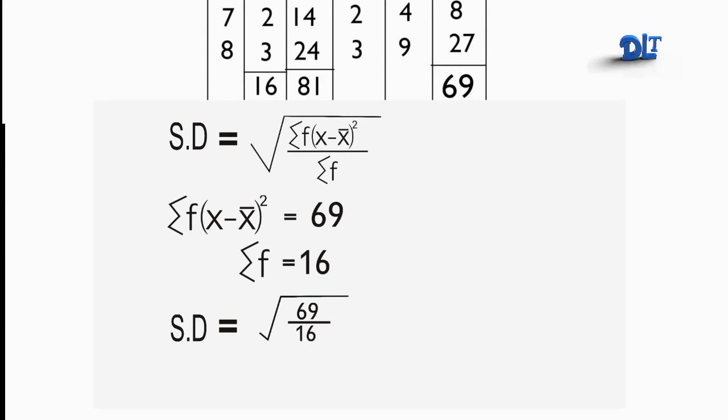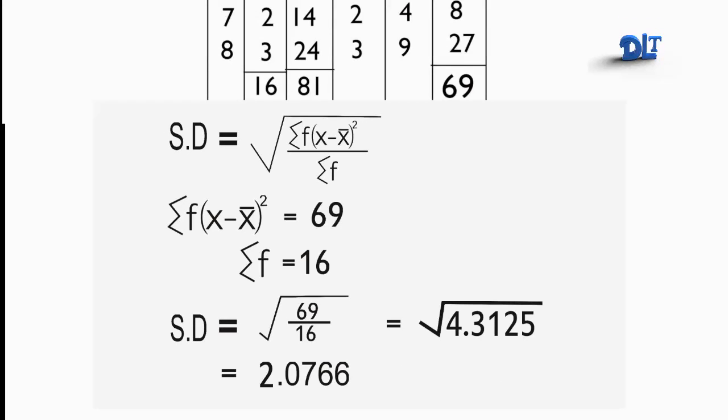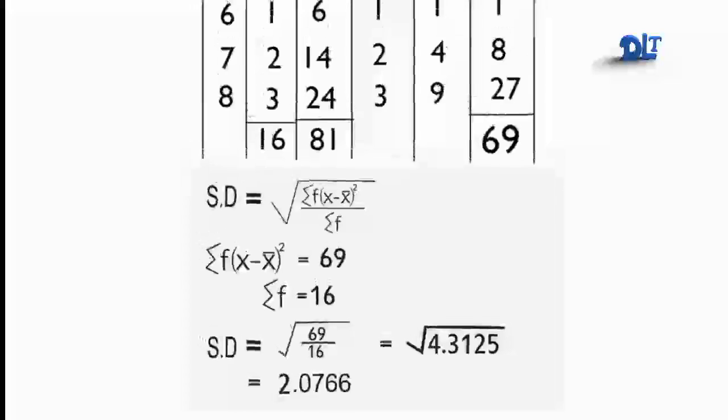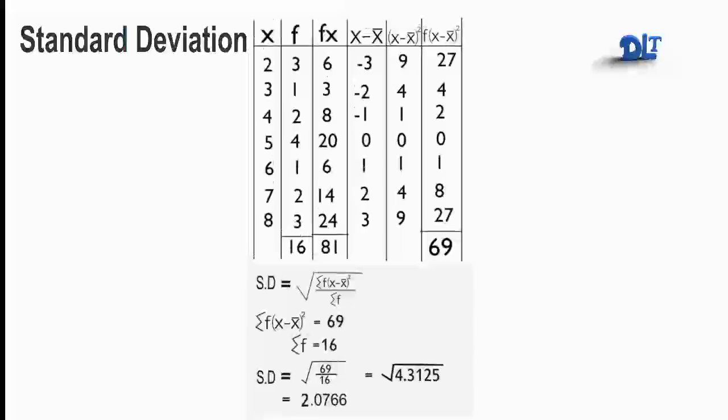But 69 divided by 16 is equal to 4.3125. And the square root of 4.3125 is 2.0766. So, our standard deviation is 2.0766.